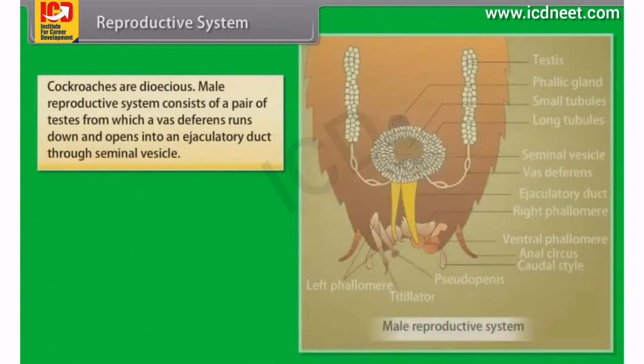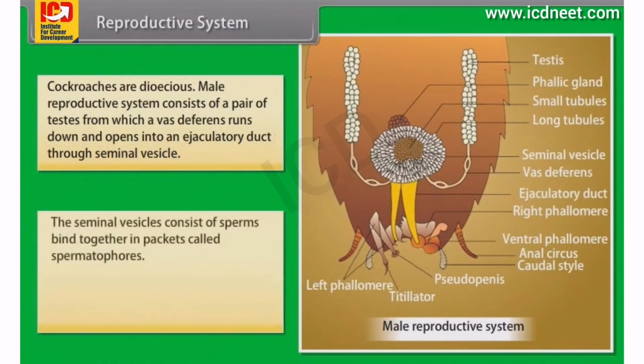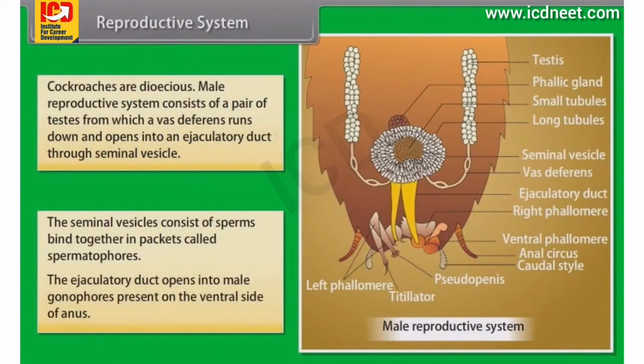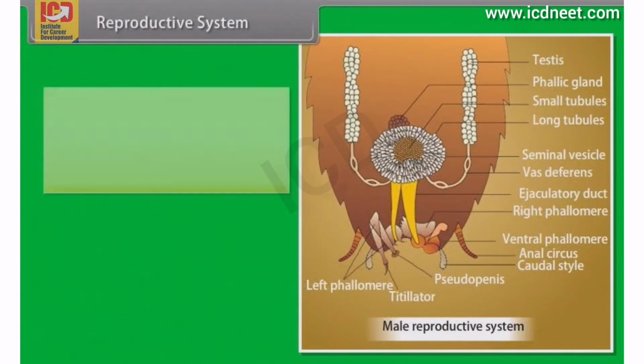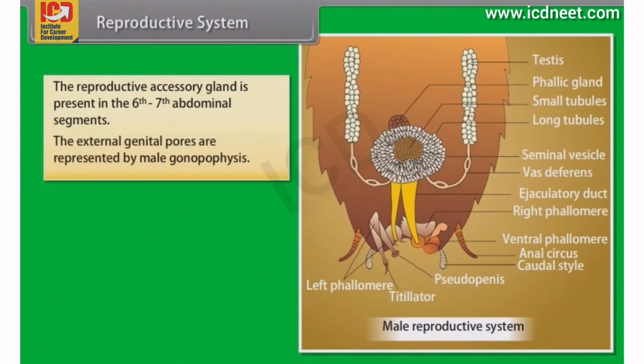Reproductive System. Cockroaches are dioecious. The male reproductive system consists of a pair of testes from which a vas deferens runs down and opens into an ejaculatory duct through the seminal vesicle. These seminal vesicles store sperms bound together in packets called spermatophores. The ejaculatory duct opens into the male gonopore present on the ventral side of the anus. The accessory reproductive gland is present in the 6th and 7th abdominal segments. The external genital structures are represented by male gonapophyses.